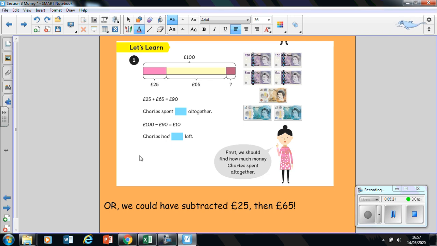There is another way of doing it where you could subtract 65 from 100. Yeah, so you could subtract £65 and then another £25, and you still might get to £10, or you could subtract 25 and then 65 and still get to £10 that would be left over. Okay, there are lots of different ways that you're doing this, but the basis of our working is that we are subtracting and not adding this time.